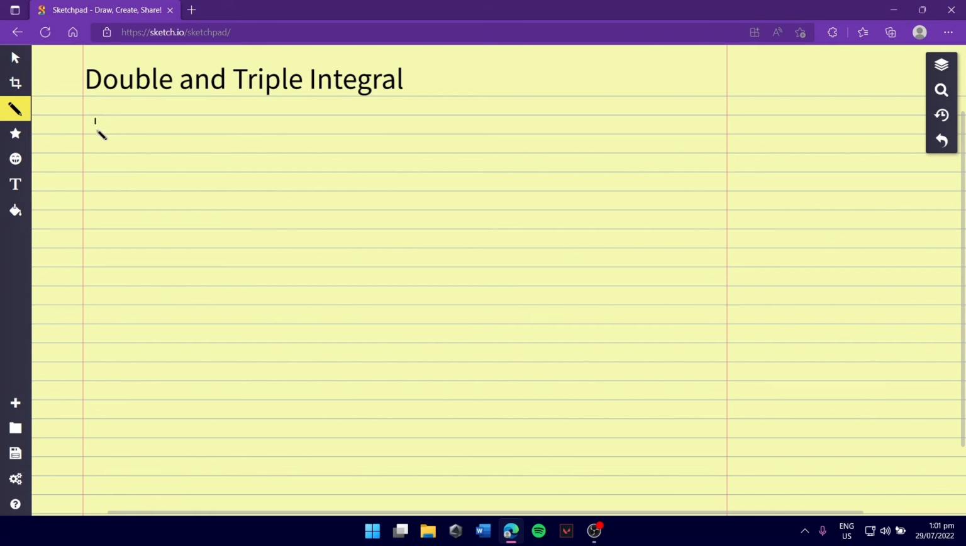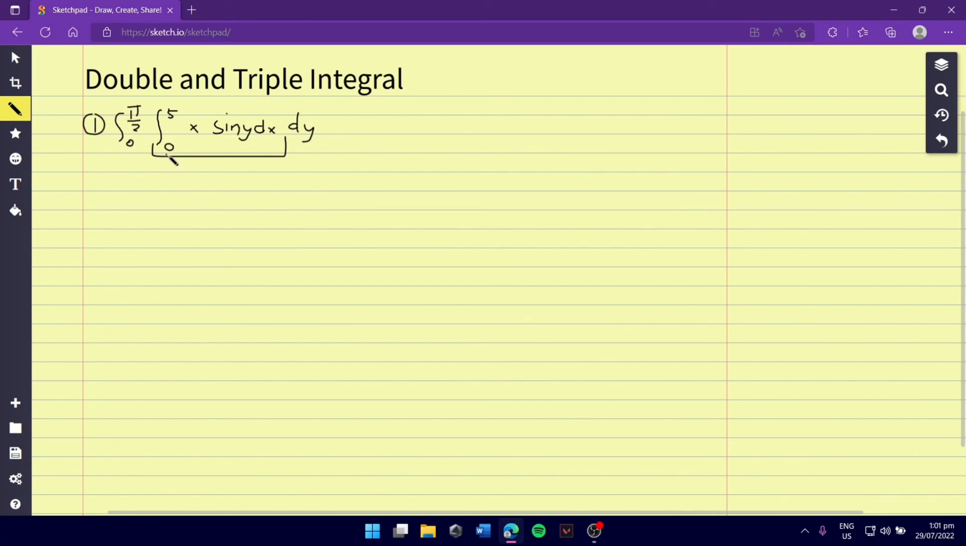So first, in our first example, we have a double integral: the integral from 0 to pi over 2, and then the integral from 0 to 5 of x sine y dx, and then your dy, since this is a double integral. So first, we'll solve for the inner part. We'll start from the inside.